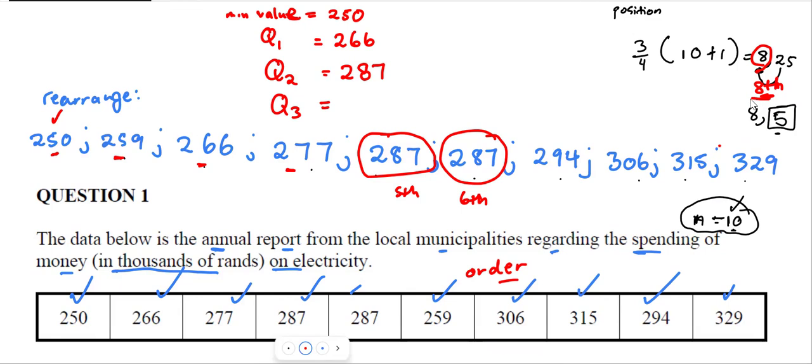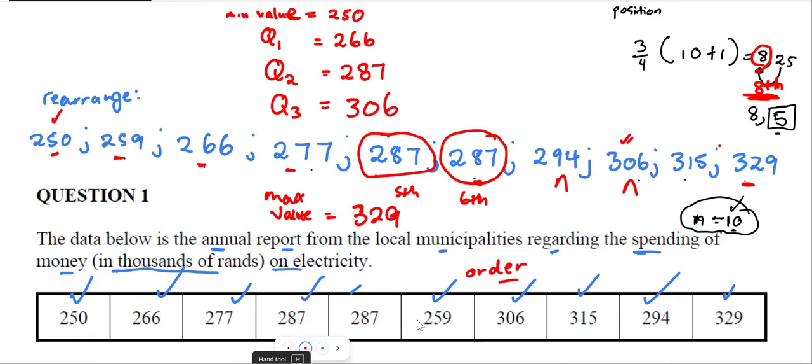So here we are going to look at the 8th position. Remember, this is the 6th position, that's the 7th position, the 8th position. So the number that we want there is 306. Then we also need the maximum value of the given data, which is 329. These are the numbers that we are going to represent on our box and whisker diagram.